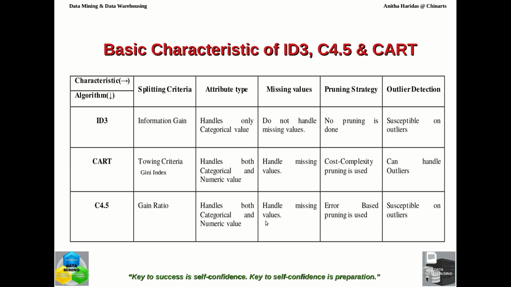So you can just go through all the points that we discussed, like what type of attributes can be handled by this algorithm, whether they can handle missing values, whether it has a pruning strategy, whether it can handle outliers, and what splitting criterion measure is used. That is what is specified here in this table. You can just go through this.